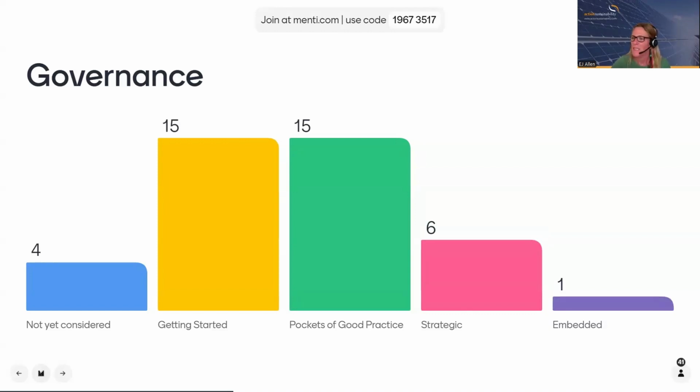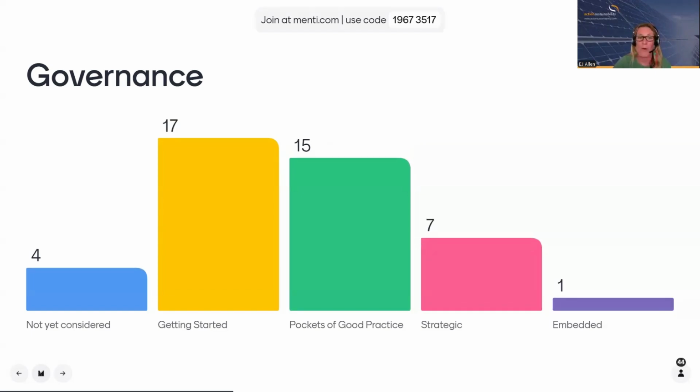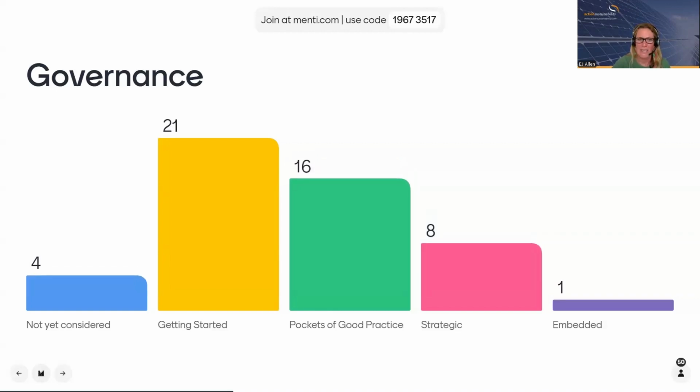Okay. So again, we've got neck and neck with getting started and pockets of good practice, and a few are at strategic, and we've got one embedded. Fantastic. I'd love you to get in touch with me and tell me more about that. We're always looking for people to share case studies on best practice. So fantastic. Thank you. Okay, so let's have a look at the next one.